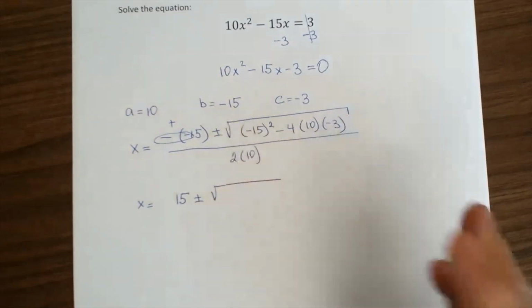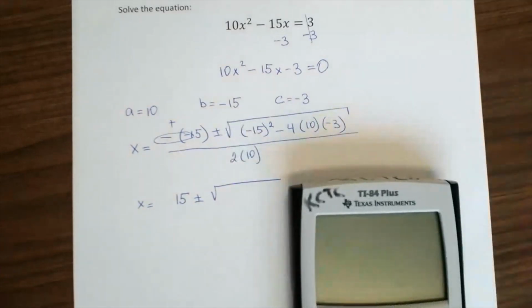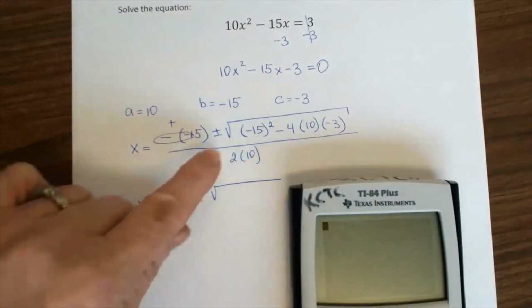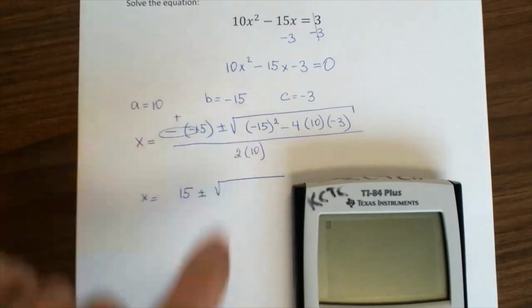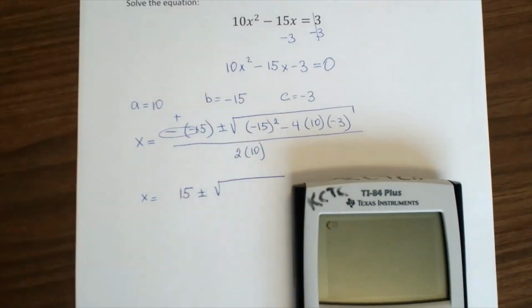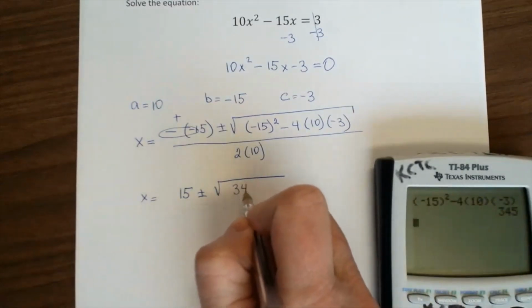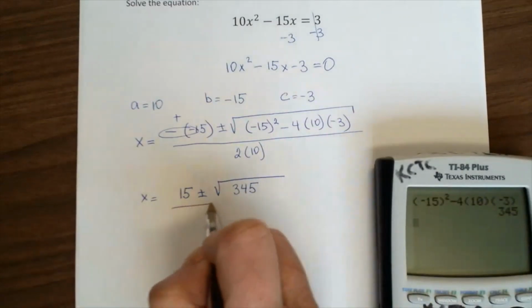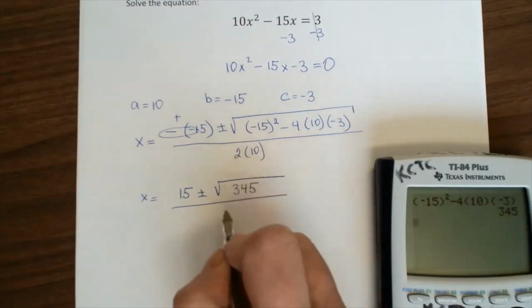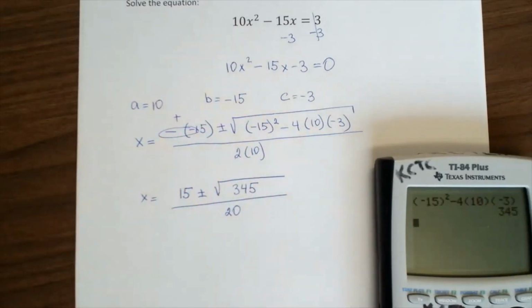And now we will calculate the number under the radical. I have negative 15 inside of parentheses. I have to type negative 15 inside of parentheses to the second power, minus 4 times 10 times negative 3. And I got the number 345 over 2 times 10 is 20.